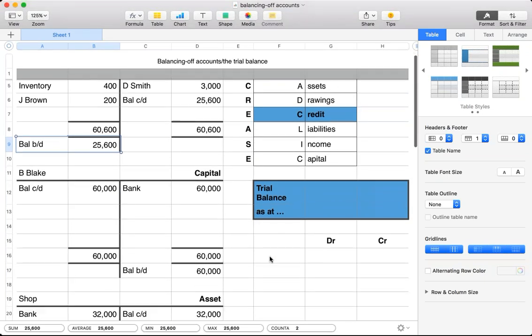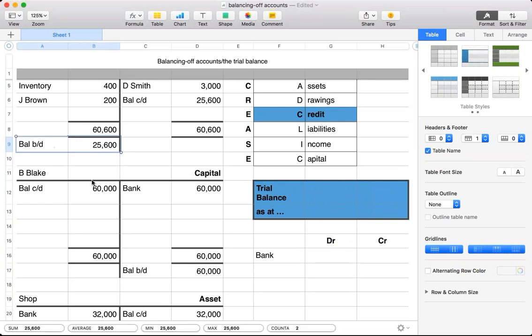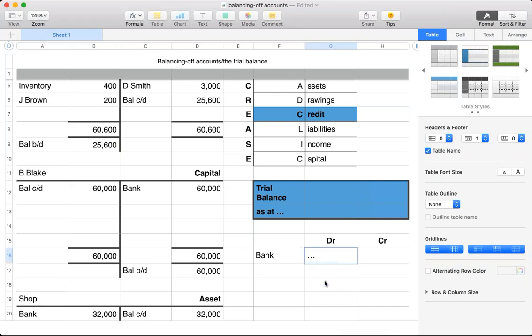So what we're going to do is I'm going to move down to the trial balance, and I'm going to put our first heading in here, which is bank. So as I've just said, it's a debit balance, which we can see there. It's a debit balance because we've got £25,600 in our bank account as an asset. So I'm going to put 25,600 in there, just like that.